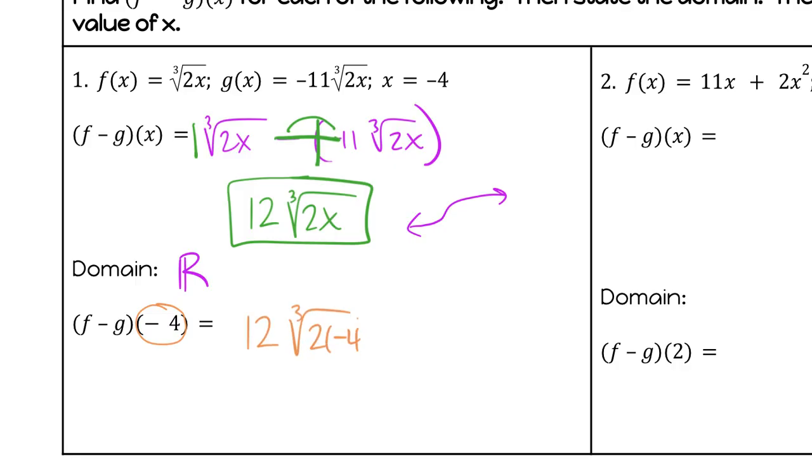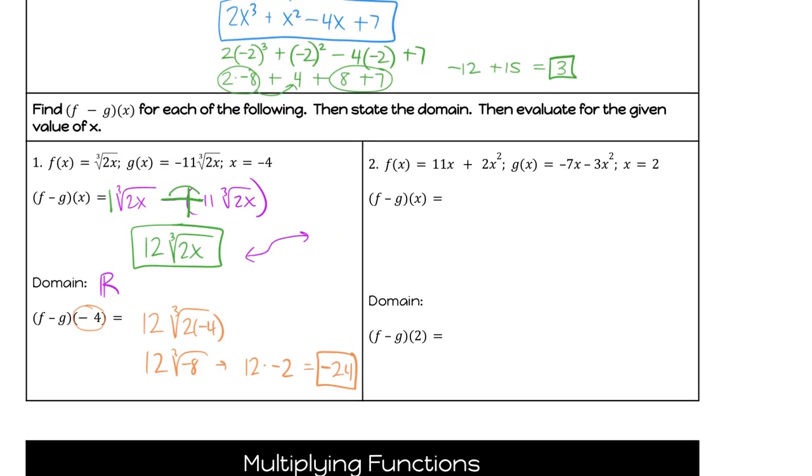2 times negative 4. So this would be 12 times the cubed root of negative 8. The cubed root of negative 8 is negative 2. So it would be 12 times negative 2, which is negative 24. Okay, and then number 2, we are dealing with those quadratic functions again.